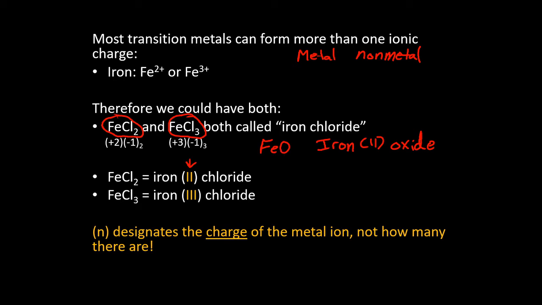The number in the parentheses is the charge on the metal, not how many metals you have or how many nonmetals you have. It is the charge on the metal. So iron(III) chloride is this molecule, because we have a charge of +3, and so it takes 3 of the Cl minuses to balance out that charge and give us a net neutral molecule.